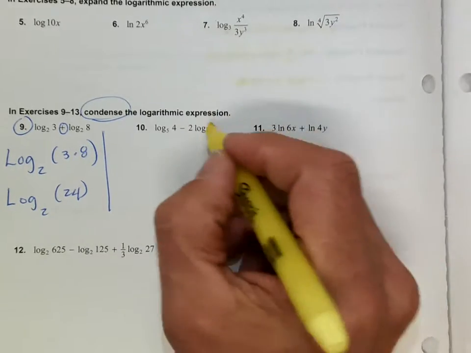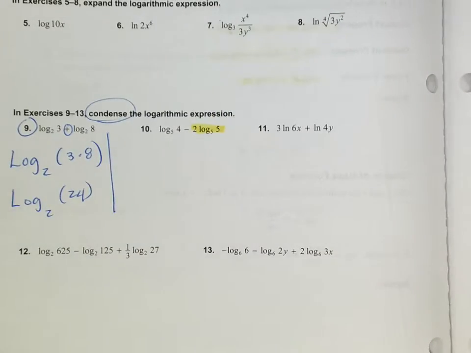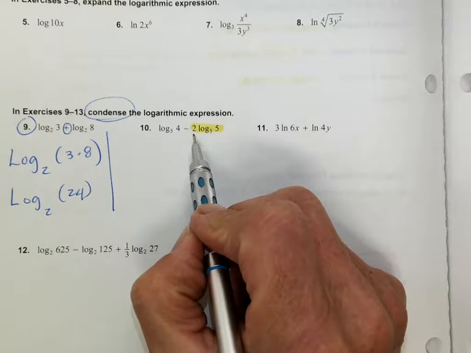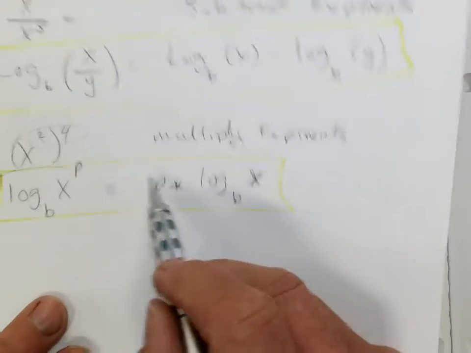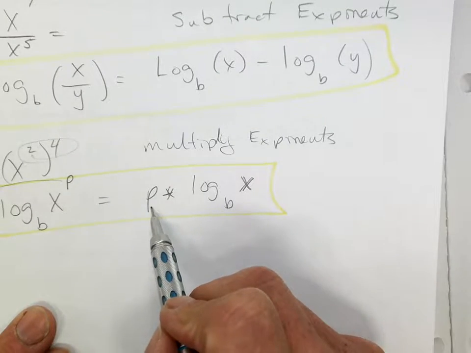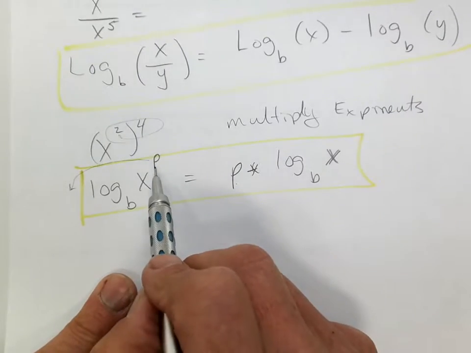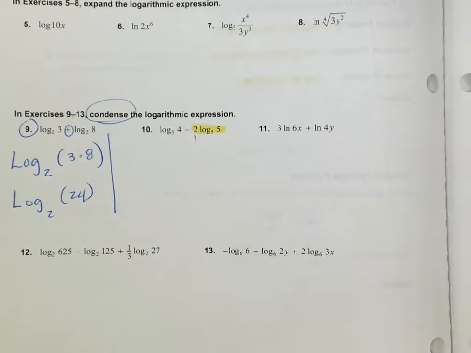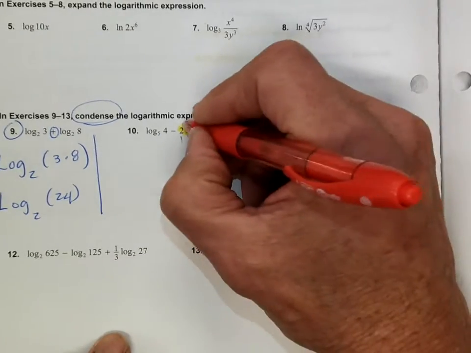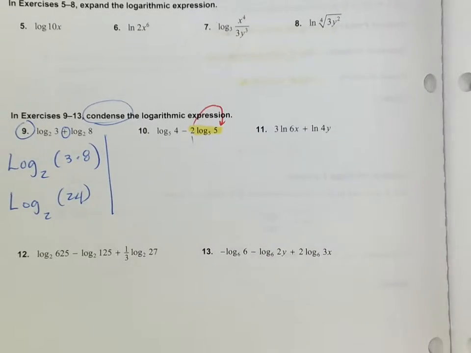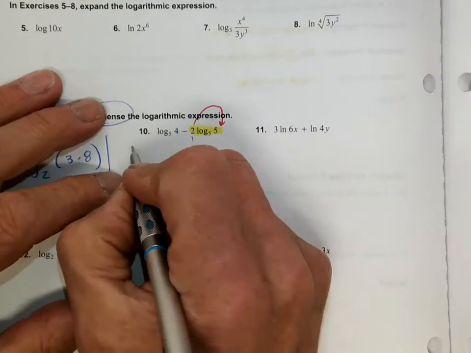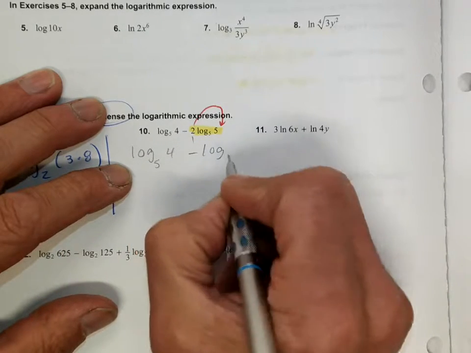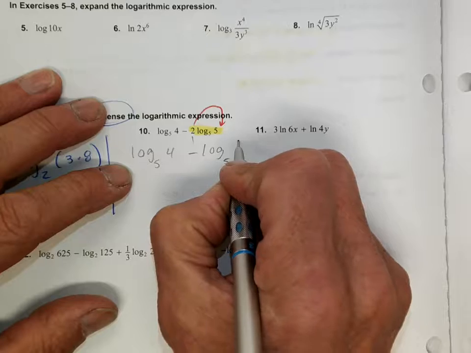Okay, highlight it. So this 2, everybody looking? Check it out. This 2 right here. See this 2? It was a number that could have been an exponent, right? A number out in front of a log could have been an exponent. So let's rewrite it as an exponent. I'm going to bring the 2 back up and in. So I'm going to write it as log base 5 of 4 minus log base 5 of 5 squared.